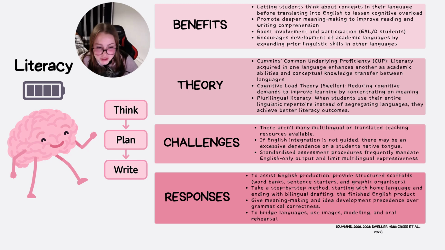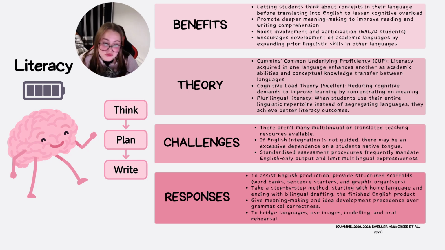Of course, there are some challenges that come with it. There aren't many multilingual or translated teaching resources available. We can't give every student a translated resource. There aren't that many yet. But if the English integration isn't guided, then there might be an excessive dependence on one student's native tongue. And standardized assessment procedures frequently mandate English-only output and limit multilingual expressiveness, meaning our multilingual students that aren't there yet are going to struggle because they have to get it to English.